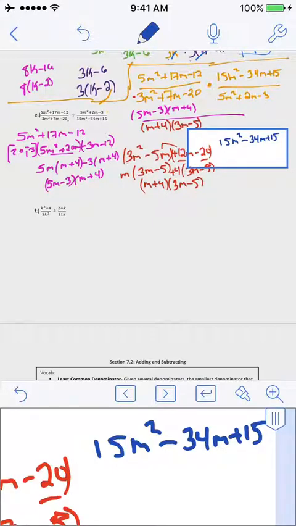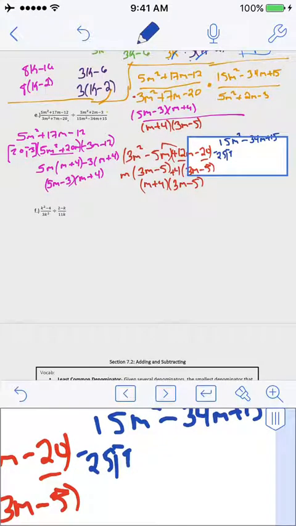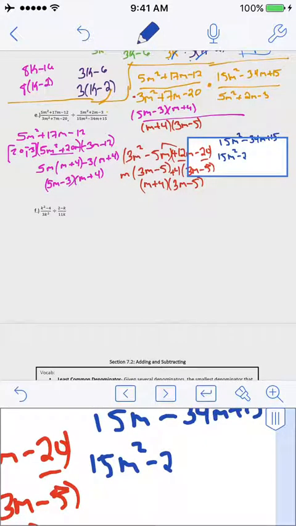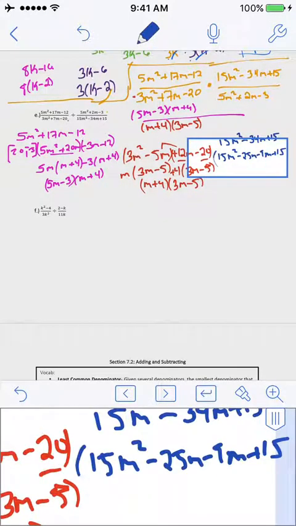But let's see, 225 sounds an awful lot like it could be divided by 5. 5 and 45? No, those don't add to 34. Let's try 25. 25 and 9? Ooh, if they're both negative, that would work. So 25 and 9, negative and negative. They give me my negative 34. Alrighty. Let's go ahead and do that. So 15m squared minus 25m minus 9m plus 15. Factor by grouping.